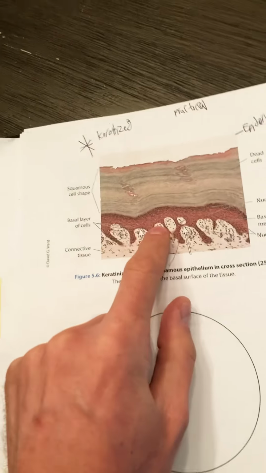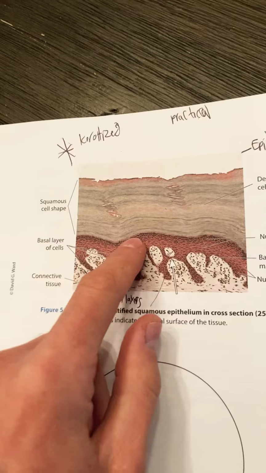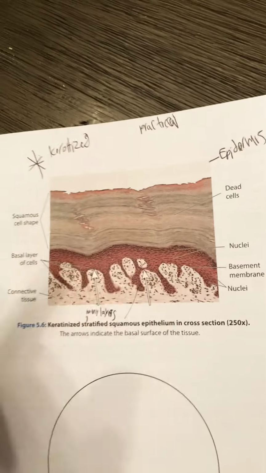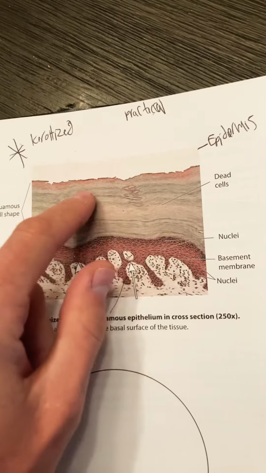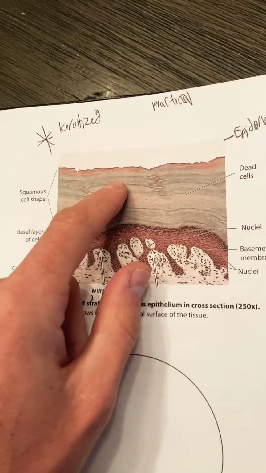So this is keratinized, stratified squamous epithelial tissue. You see multiple layers here. This is the top of the skin. It's keratinized, so when you take a shower, water beads off your skin, water resistant. You would find this in the epidermis.